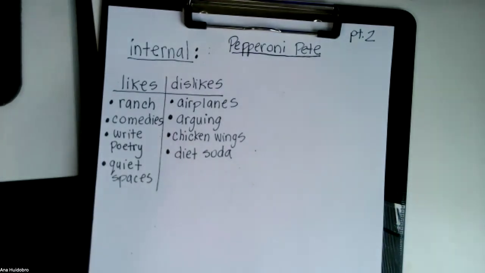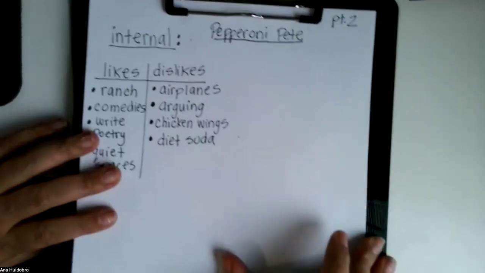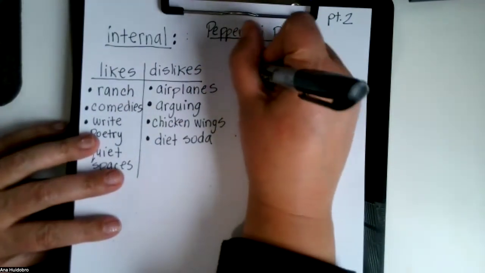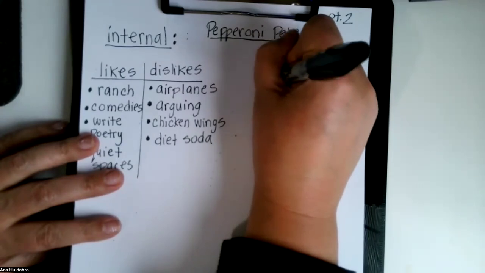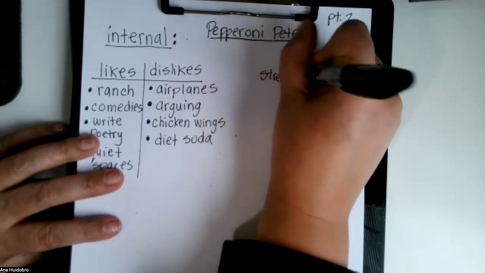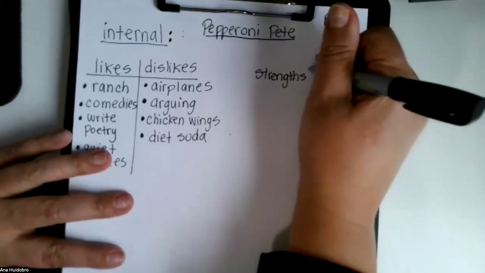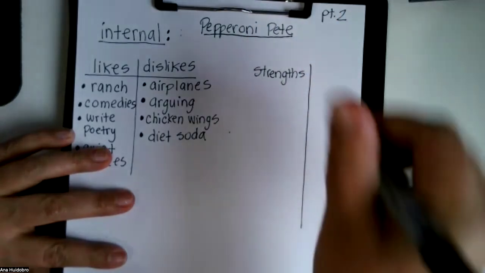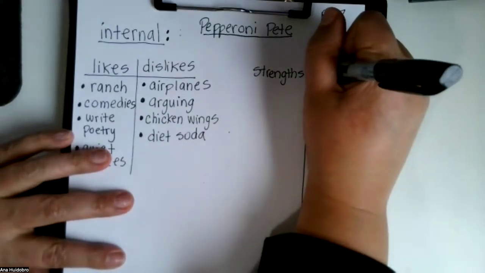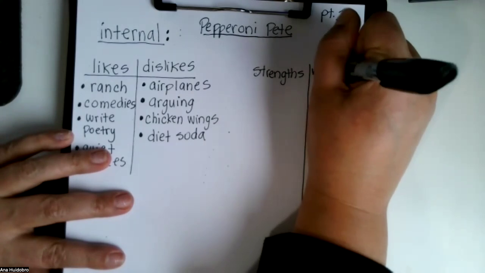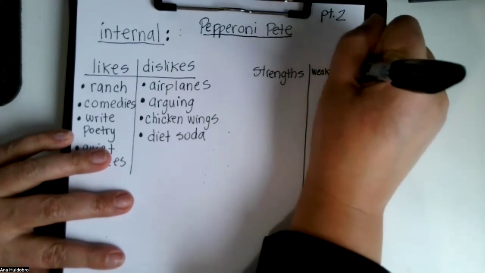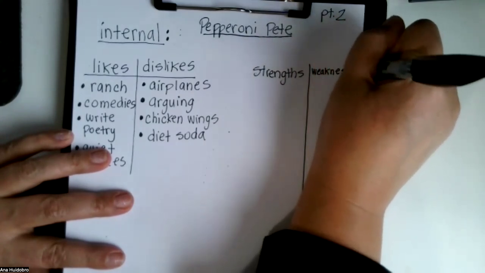Excellent. We're going to do another T chart. And this goes a little bit deeper than likes and dislikes. And I'm going to call this strengths, and I'm going to put, oh, this is going to be small, weaknesses. Oh, I made it fit.